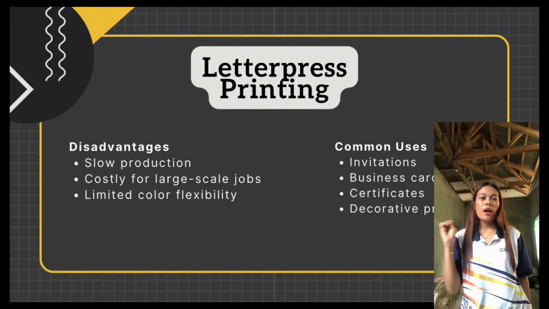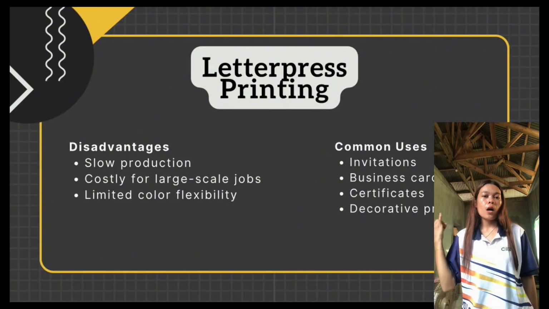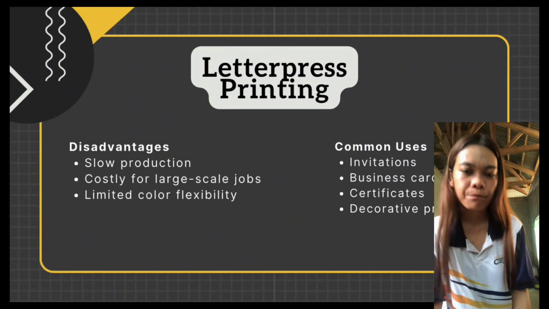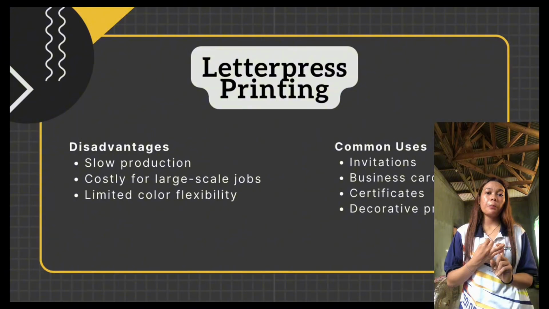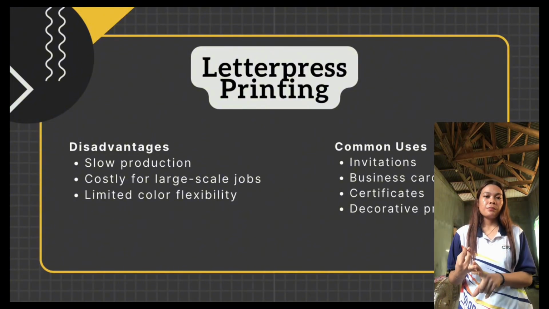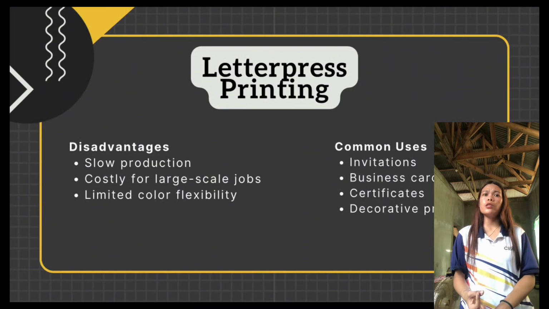So offset printing is for metal to paper. And what is next? The next is flexography. Flexography is for packaging, while letterpress printing is for wedding invitations, cards, business cards, and so on.